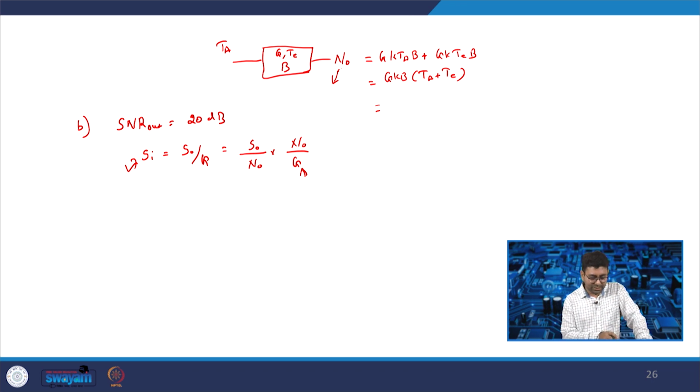What it says is that if you want a sufficient SNR of 20 dB, then you should have a sufficient input signal. When we discuss sensitivity, we will discuss that in this example it is coming roughly around minus 80 to minus 90 dBm. So, this example really helps you understand how you can use the Friis formula to solve RF receiver system analysis or design.